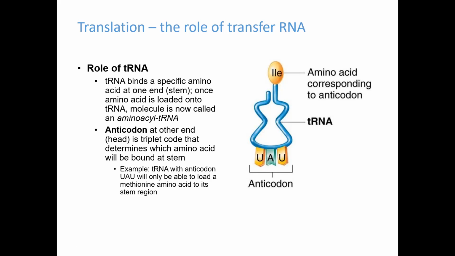Now the head end of the transfer RNA is called the anticodon. So here we see the anticodon. Anticodons will bind to their complementary codon. At the head end of each transfer RNA molecule, there is going to be an anticodon. The anticodon will only bind to its complementary codon.